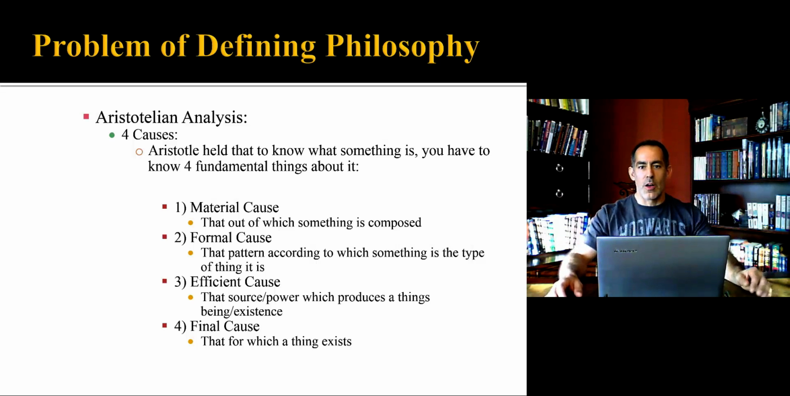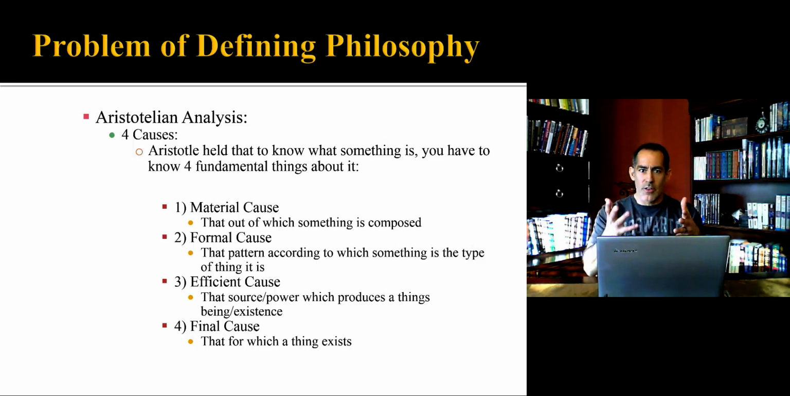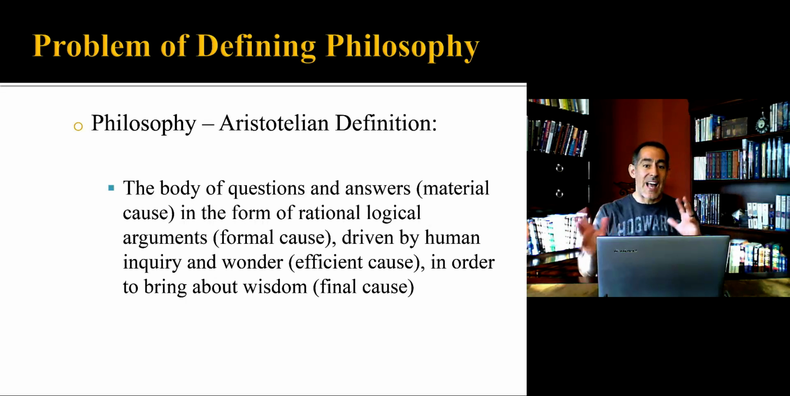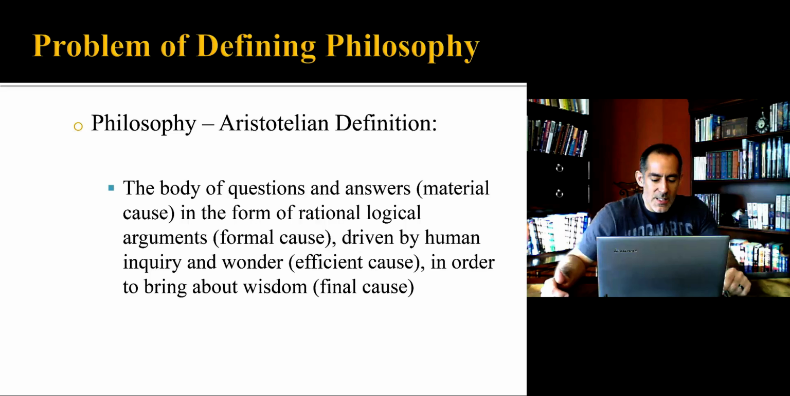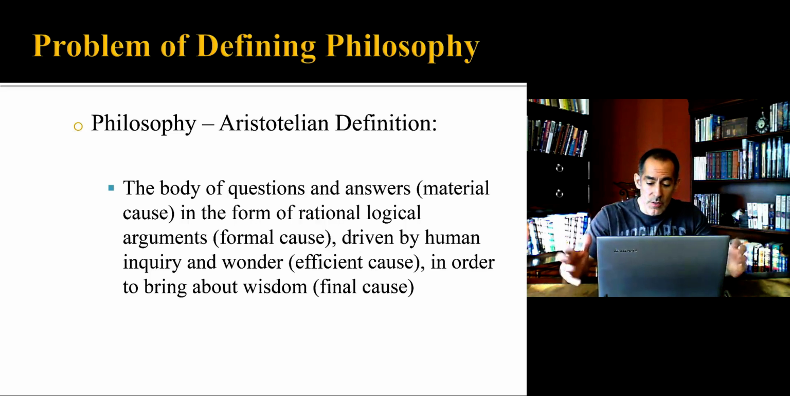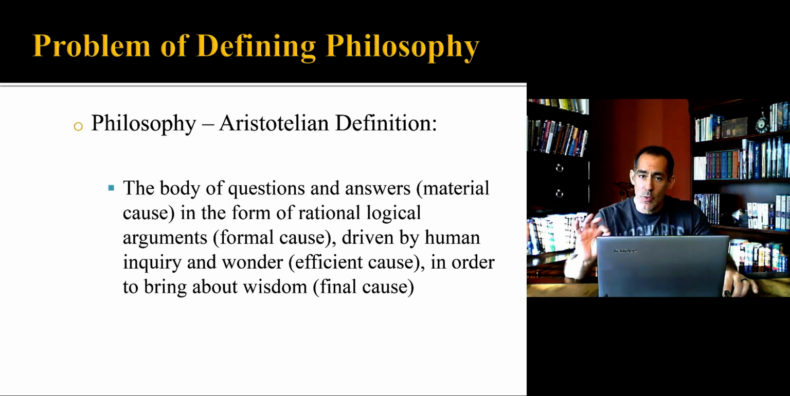So those are Aristotle's four causes. Now you could actually take those four causes and ask, how do we understand philosophy according to four causes? We could come up with something like this, which is really an Aristotelian style definition. Philosophy is the body of questions and answers, that's the material cause, in the form of a rational logical argument or arguments, which is the formal cause, the structure of the thing, driven by human inquiry and wonder, that's the efficient cause, which brings it about, in order to bring about wisdom, which is our ultimate goal or final cause. Liking Aristotle, I kind of like that way of handling it.